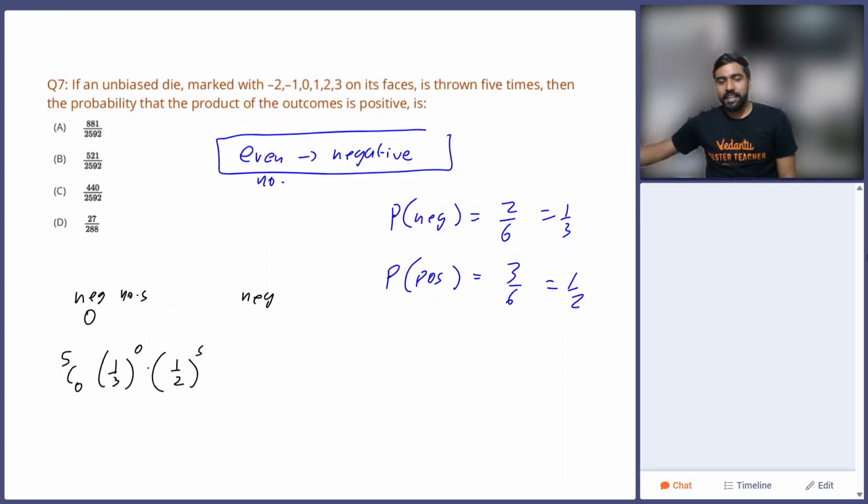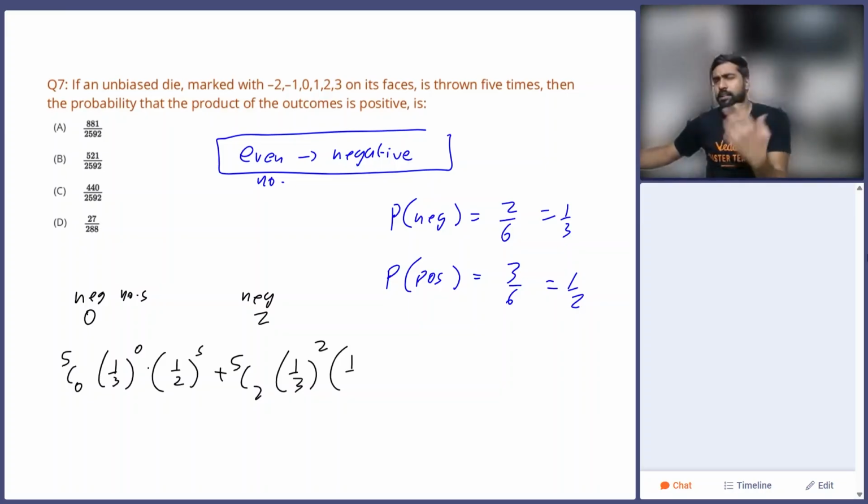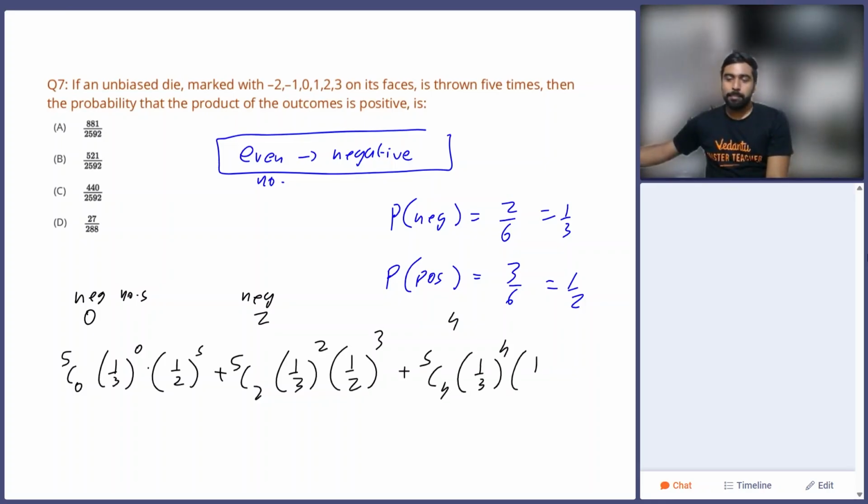Then I will consider the negative numbers. I'll take 2 negative numbers. Then also the outcome will be positive. So select any 2 of the 5 throws. I will make them negative. So for that, I need 1 by 3 squared and the remaining 1 by 2 cubed, since the remaining 3 outcomes have to be obviously positive. Plus, now I can take 4 negative numbers, that's 5C4 into 1 by 3 power 4 into 1 by 2 power 1.